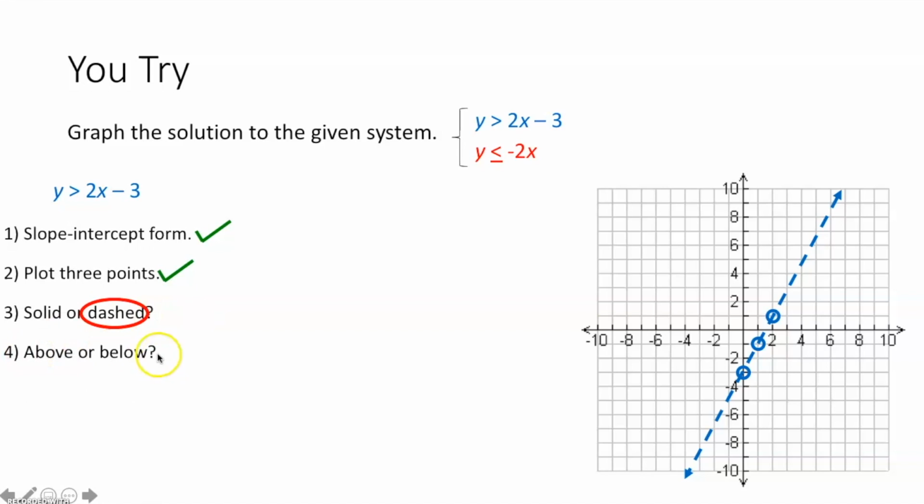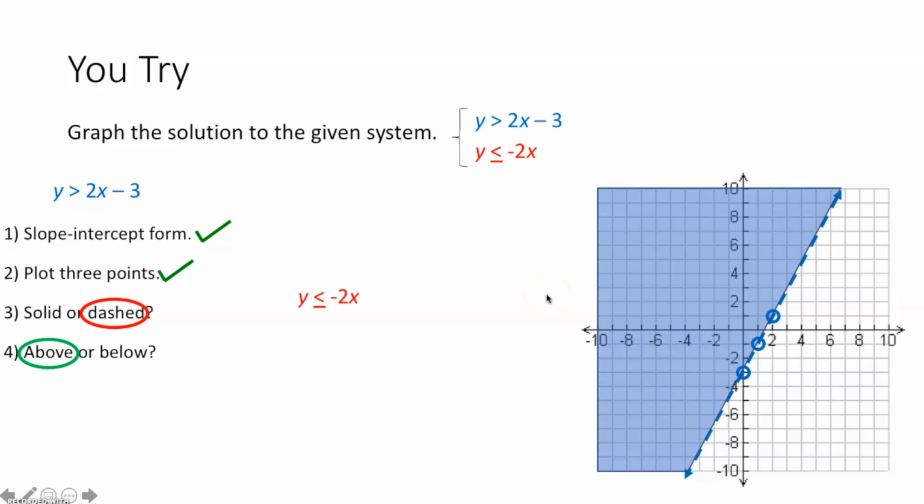Next, are we going to shade above or below? Because it's a linear inequality, we need to shade. And since we have an inequality symbol that is eating the y, we're going to shade above our given line. Again, we want all the y values greater than 2x minus 3, so we want all the y values above our given line. Sweet, let's do the second one now.